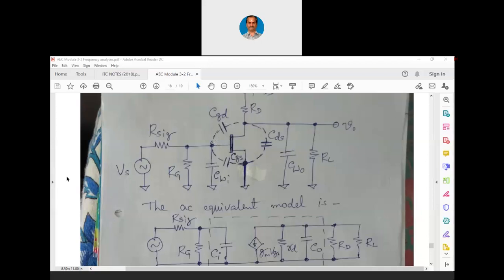Whenever capacitances are in parallel, they are added. When our resistances are in parallel, it is 1 over R equals 1 over R1 plus 1 over R2. When our resistances are in series, they are added. Whereas when our capacitances are in parallel, they are added. So that way, CWI is in parallel with CGS. Now we have one more parallel capacitance, that is the Miller counterpart of CGD. That is (1 minus AV) into CGD.